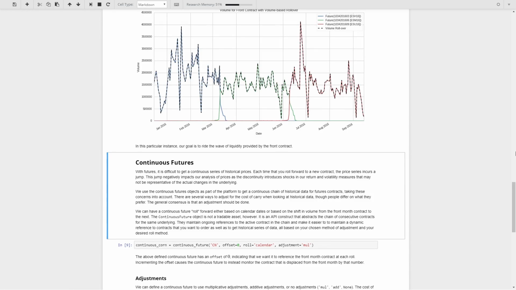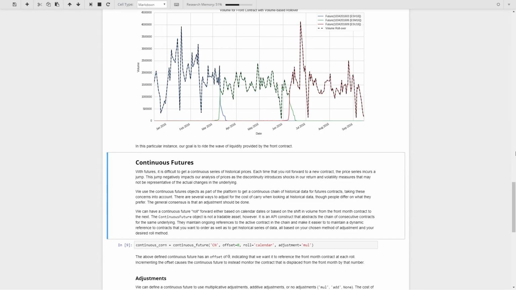And this can negatively impact any sort of analysis of prices that we're trying to deal with. Because if you're looking at the return stream over this historical price series, then you're going to see these big jumps, either positively or negatively. It doesn't really matter whether it's a positive or a negative jump. The issue is that these shocks are going to really mess up any sort of return and volatility measures that we have. It might not actually be representative of the true changes in the underlying price. It's just us eating or gaining this cost of carry from moving over to the next contract.